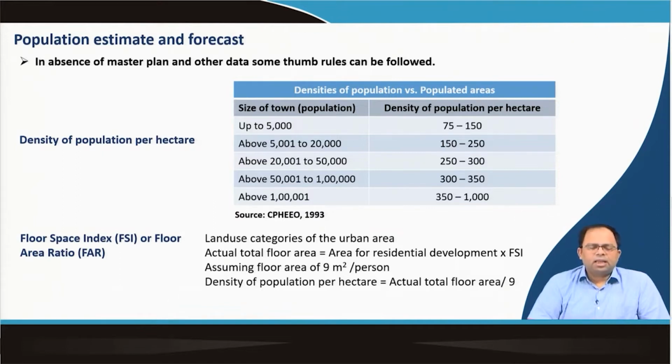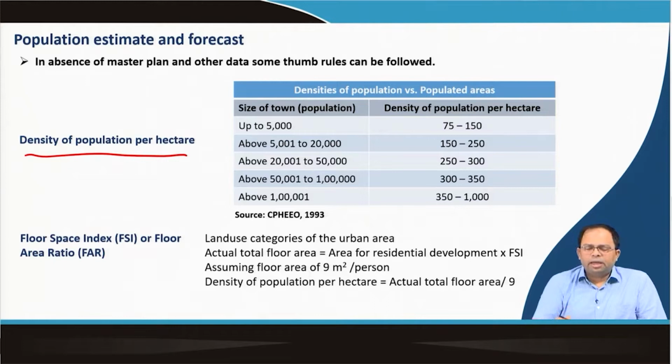But in case we don't have detailed data on certain urban areas, or we want to do a smaller project for a smaller area, it may be a part of the ward and we don't have data for that part. In that case we go with density of population per hectare. So we will use those particular figures.